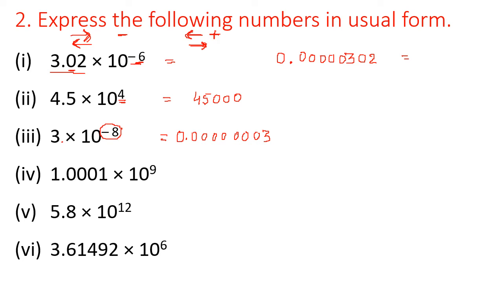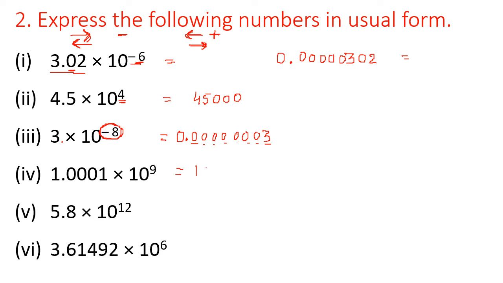So the number becomes 0.00000003. You will see after the decimal point there are 8 digits: 1, 2, 3, 4, 5, 6, 7, 8, which gives us a negative power 8. So now I hope you understood the sum. So you can carry on.